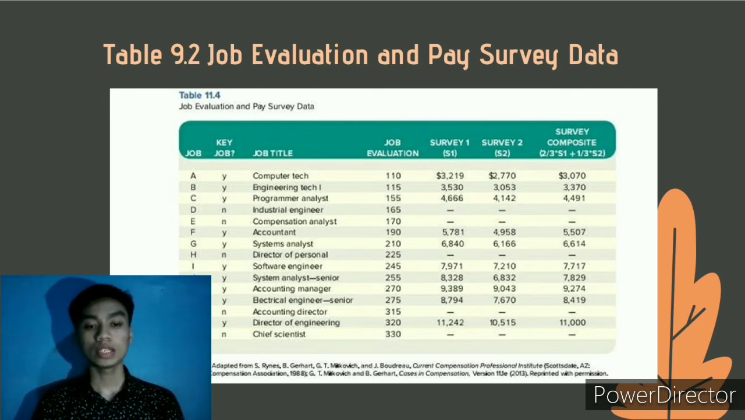Here you will also see that the Director of Engineering has the highest value in job evaluation, which means it has the highest salary of all the jobs.